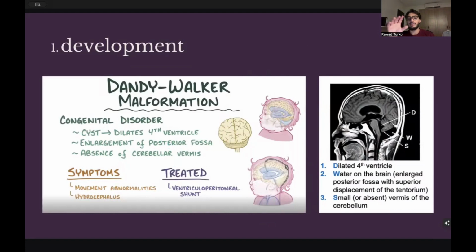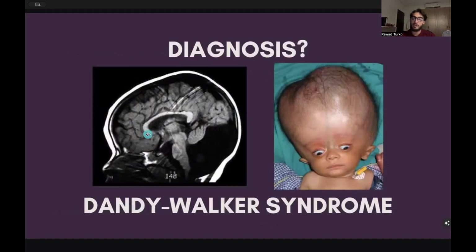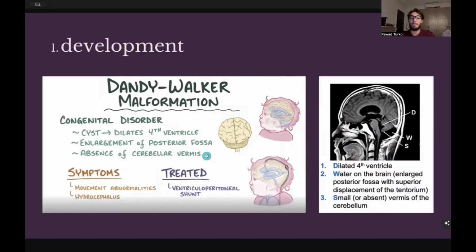It's a couple of different things. So first of all, you're going to have a cyst that's going to dilate the fourth ventricle. We know that we have the ventricular system. We have the lateral ventricles that drain into the third ventricle, which drains to the fourth ventricle. If we have a cyst in the fourth ventricle, there's going to be this large outpouching of this ventricle. And because of this outpouching of the fourth ventricle, you may have either hypoplasia or complete absence of the cerebellar vermis, which is the anterior portion, I guess, of the cerebellum. And also because of the dilation, you're going to have enlargement of the posterior fossa.